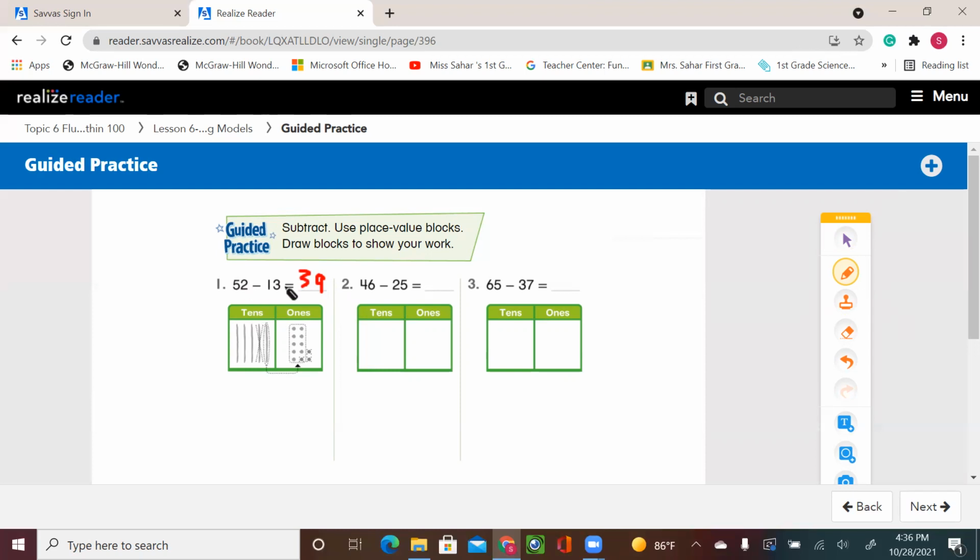So 52 minus 13 equals 39. Okay, let's go for number 2. 46 minus 25. 46 means 4 tens. So this is 1 ten, 2, 3, 4. And then I have 6 ones. 1, 2, 3, 4, 5, 6.